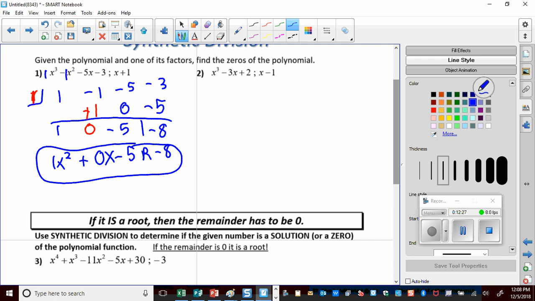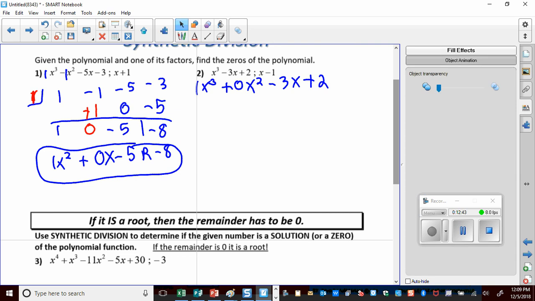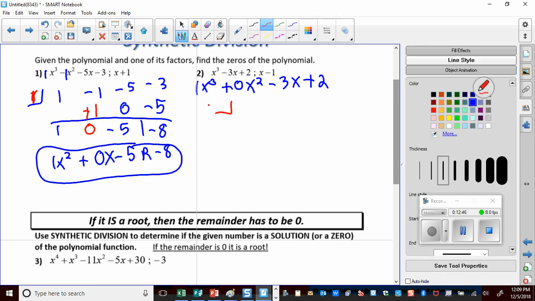Now, next one. Look at your polynomial. Make sure it's in standard form. It's not. I have 1x cubed. There's no x squared term, so plus 0 times x squared minus 3x plus 2. Now, this is standard form. And now I can set it up. I have -1 as my divisor out here, and then I have 1, 0, -3, 2, right? And then the first step is to bring down that 1. 1 times -1 is -1. I get, oh, I know what happened.